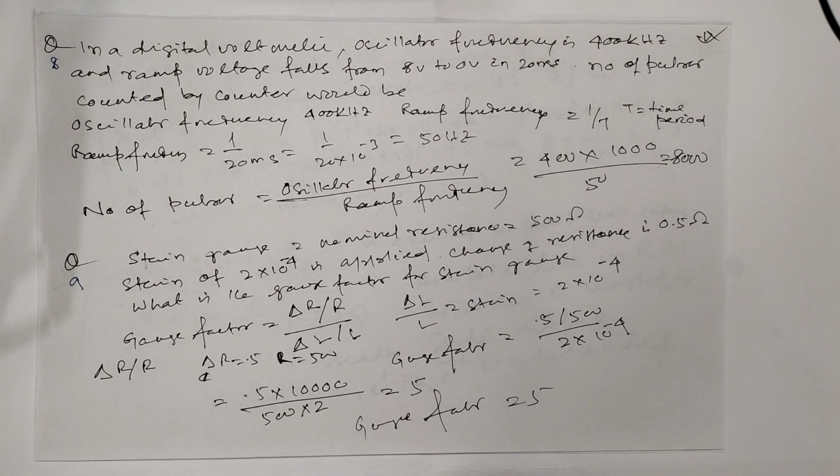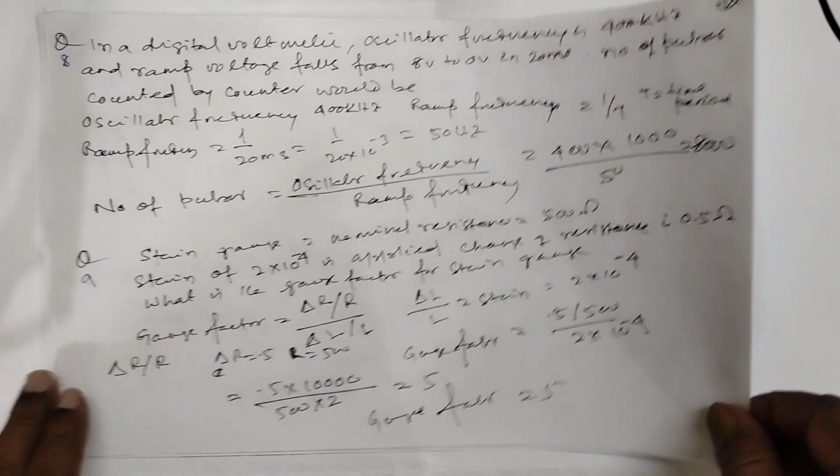Then the gauge factor is equal to (ΔR/R) by (ΔL/L). Here R is already given, and the strain ΔL/L is already mentioned as 10^-4. The change in R is equal to 0.5, and the total R is 500. So the gauge factor will come out to 5.